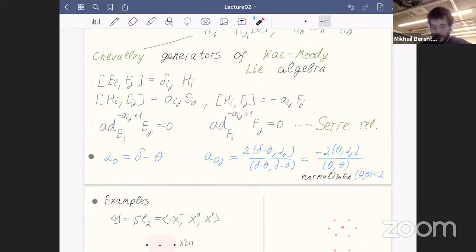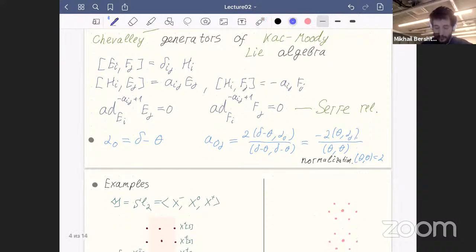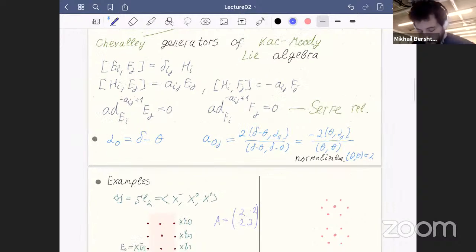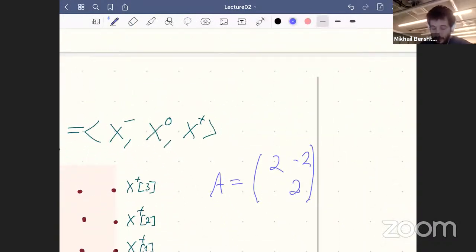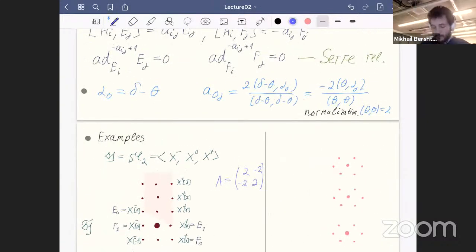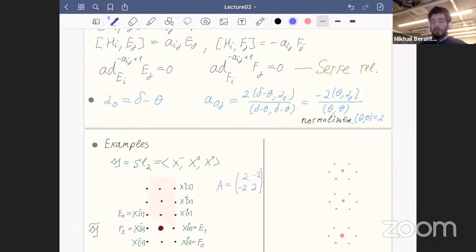In this case, we have to compute only the entry 0, 1, and here theta is alpha, and this is also alpha. So in the numerator we have -2 (alpha, alpha), and in the denominator we again have (alpha, alpha). So a01 is -2. So let me draw that the Cartan matrix is 2, -2, -2, 2. Note that we get a not simply laced Lie algebra, but all roots have the same length, so at least we will not have problems with different q's and stuff like that.